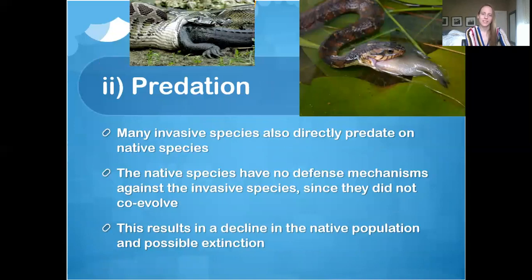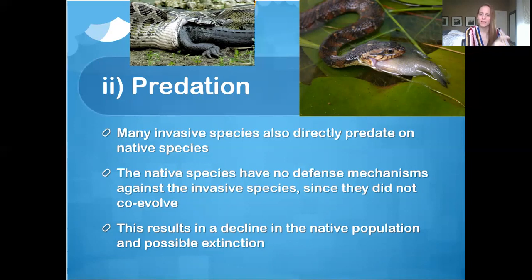And then predation is just when an invasive species directly predates on a native species, so it eats the native species. Native species won't have any defense mechanisms against an invasive species since they didn't co-evolve, which means evolve together. This results in the decline of the native population and can lead to extinction or extirpation as well. Many flightless bird species have gone extinct because of predation from invasive species.